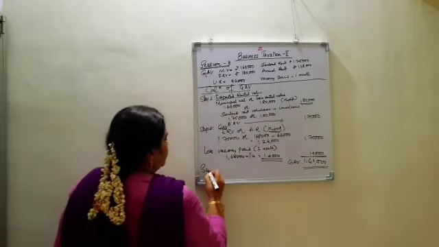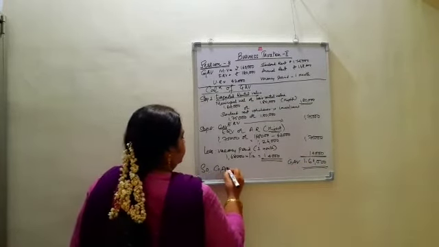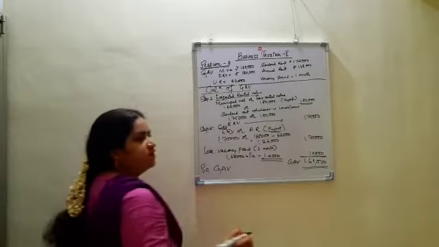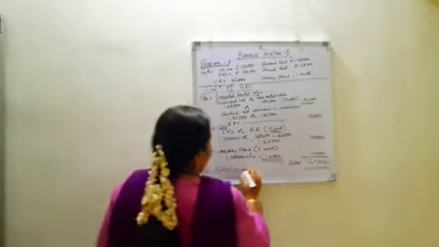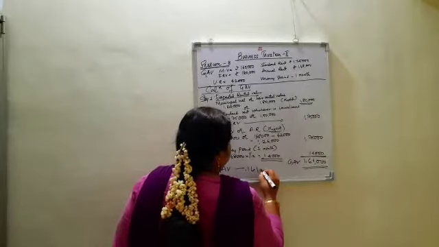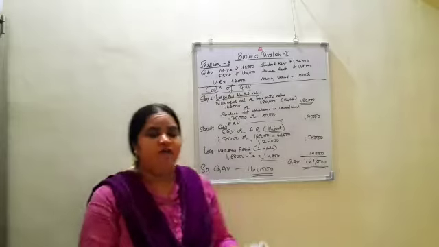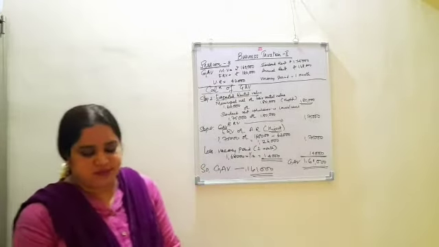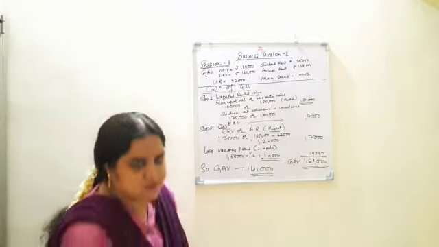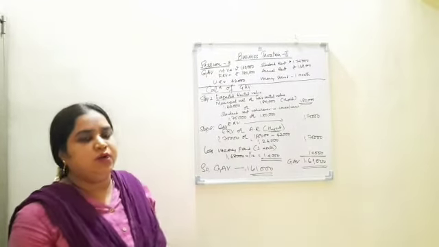So the GAV, that is the gross annual value of Mr. J, is 1,61,000. So what I have done in this particular problem, let me just give you a quick glance.